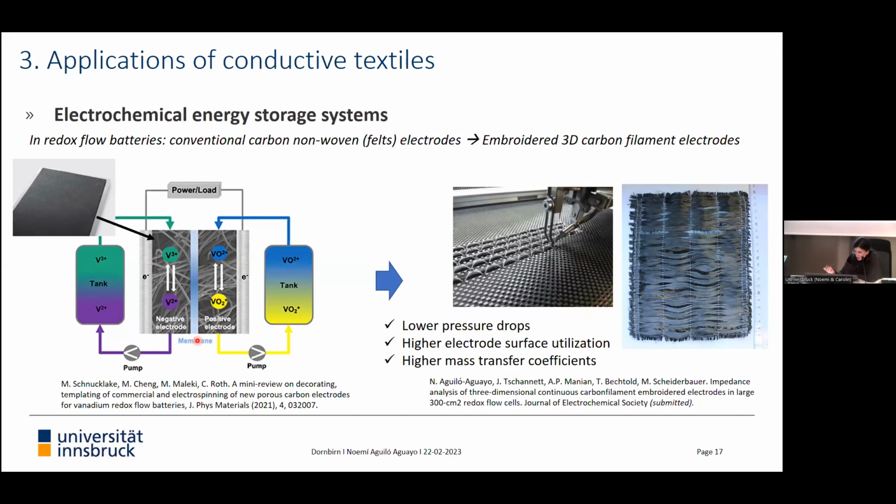And this helps you to improve the efficiency of the battery. And also we observed that the electrode surface utilization was higher. That means that we could transfer more electrons in a more uniform distribution than in the conventional structures. Also, we observed that the mass transfer coefficients were higher. That means the distribution of the concentration of these species inside the electrodes was more uniform due to this distribution of these fibers.